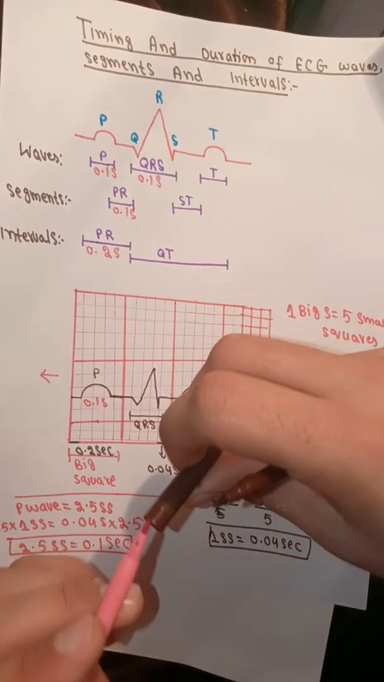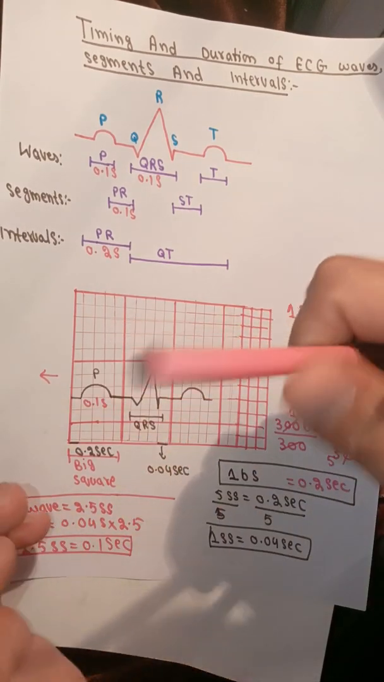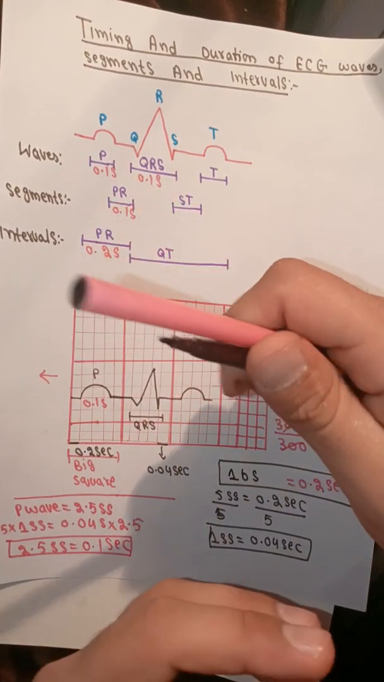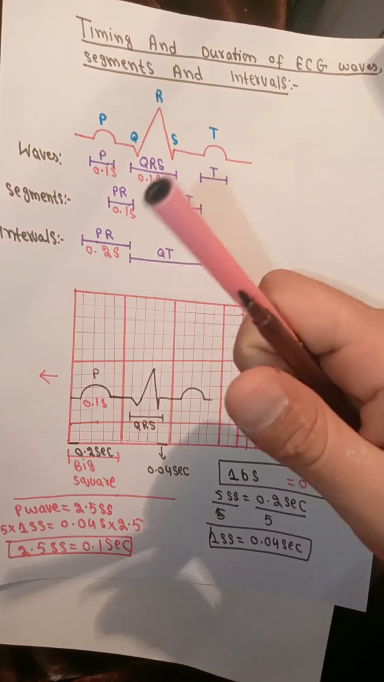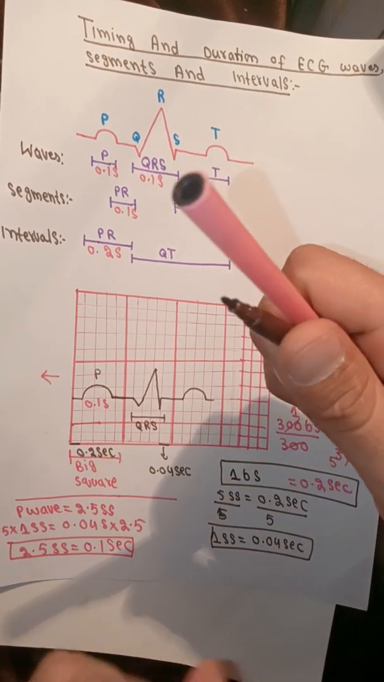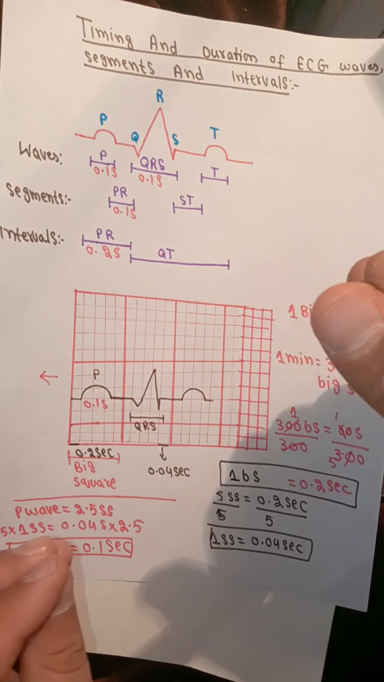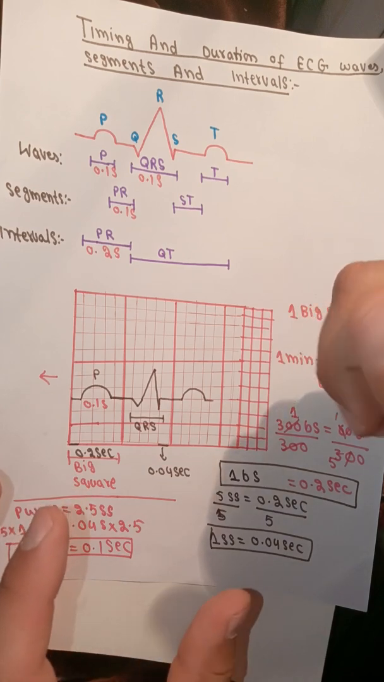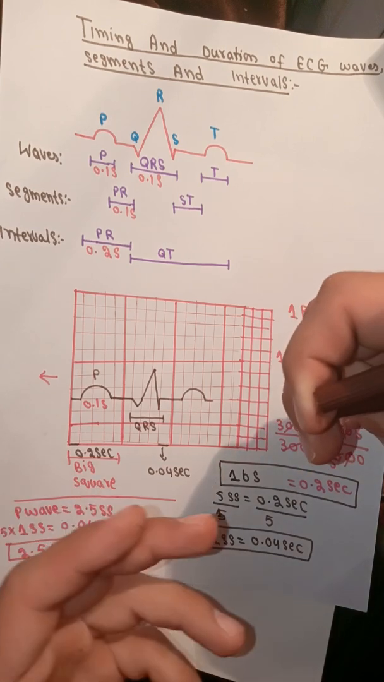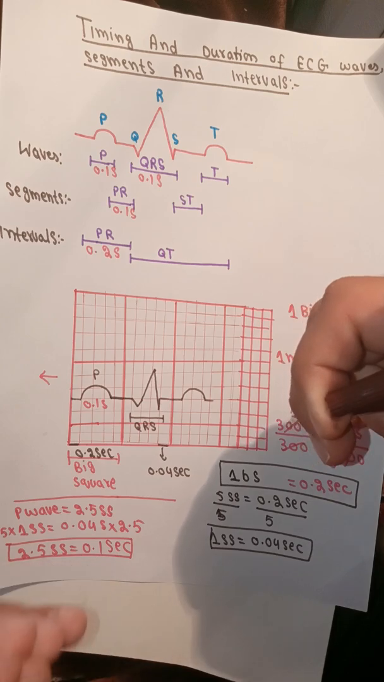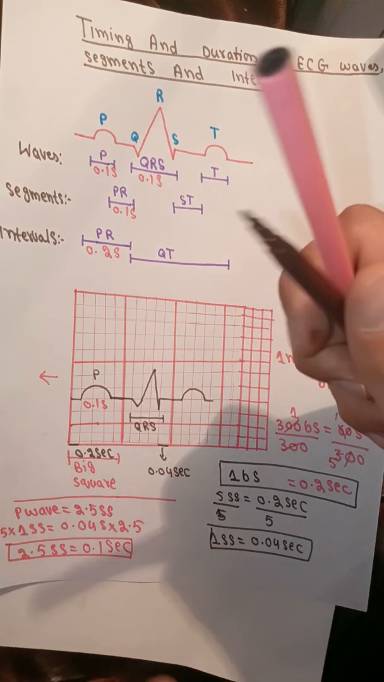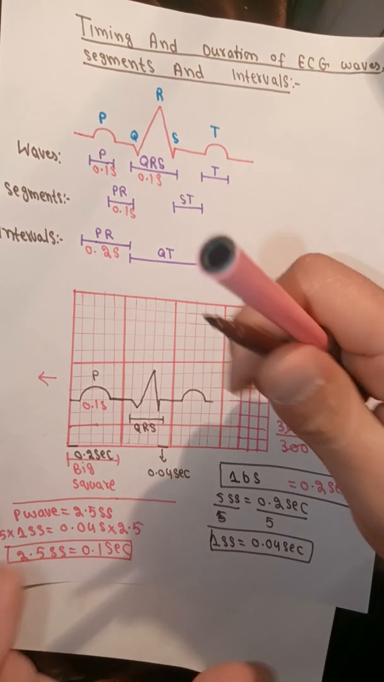Now these are the time durations for different types of waves and different types of segments. So I discussed all of the things about ECG timing. Approximately, I discussed all of the problems about the ECG paper.